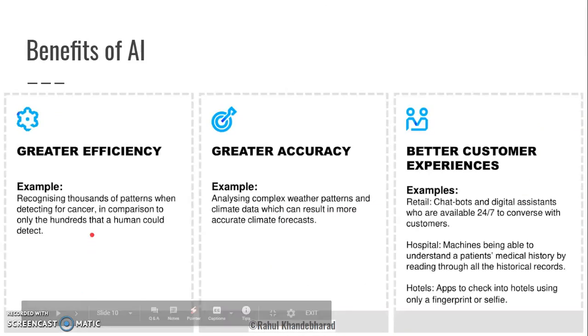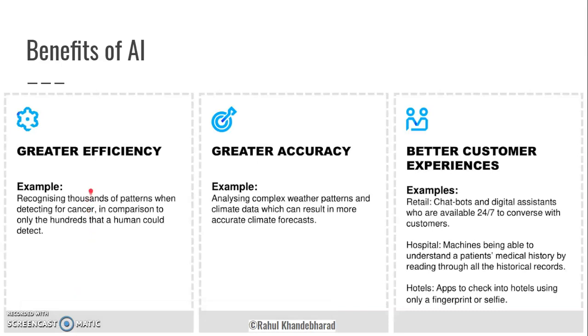Then we have key benefits of AI. AI has these three benefits: greater efficiency, greater accuracy, better customer experiences. So greater efficiency, it helps in recognizing cancer patterns, and in comparison to only hundreds that a human could detect, you can see that it can detect 1,000 over 100. So the efficiency level is too high and it would be too painful a task for a human to do. So you can see how many lives they are saving and how much work they are reducing for humans. They have a greater accuracy.